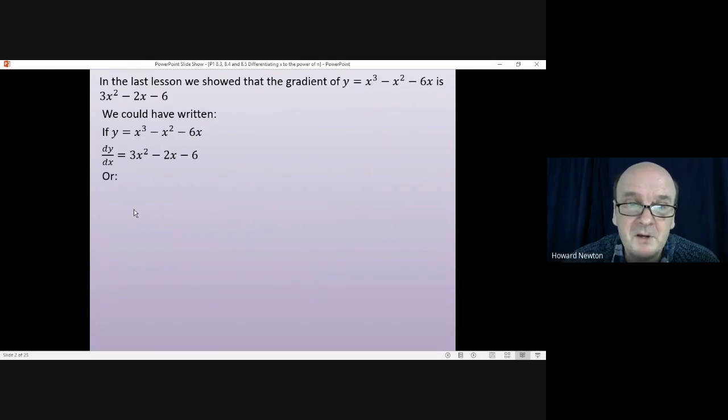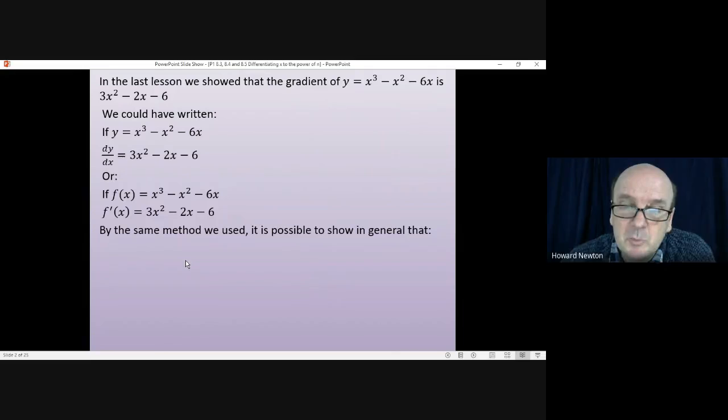We could have written that in function language, and f of x would be equal to this. In function language, the way you write down the differential, dy by dx, is f dashed of x. So that dash there means we've got the differential of the function f of x with respect to x.